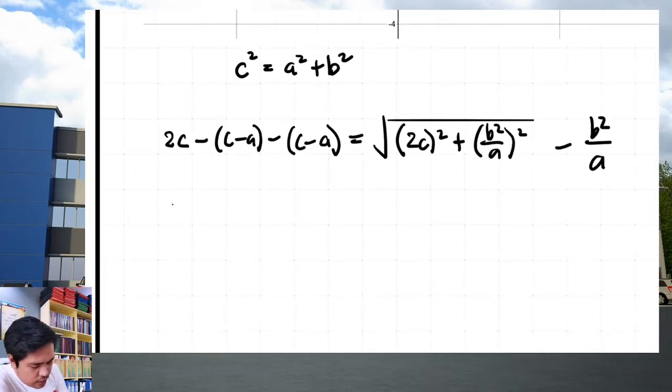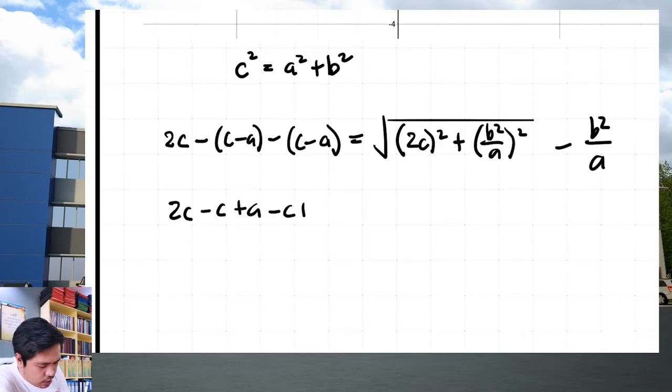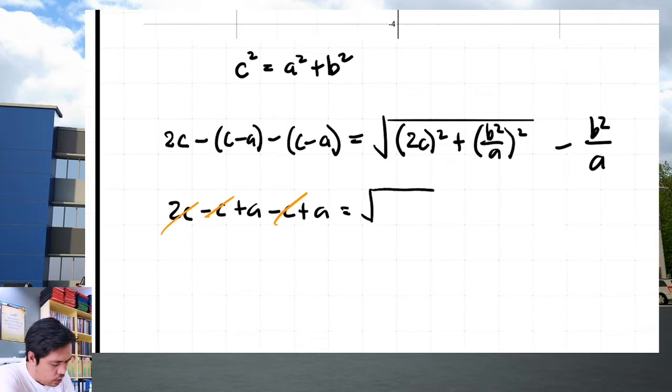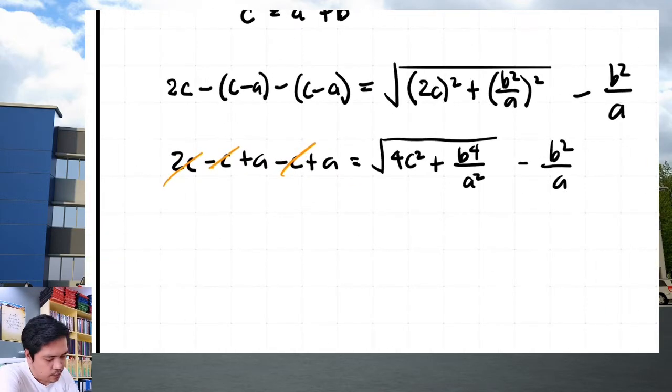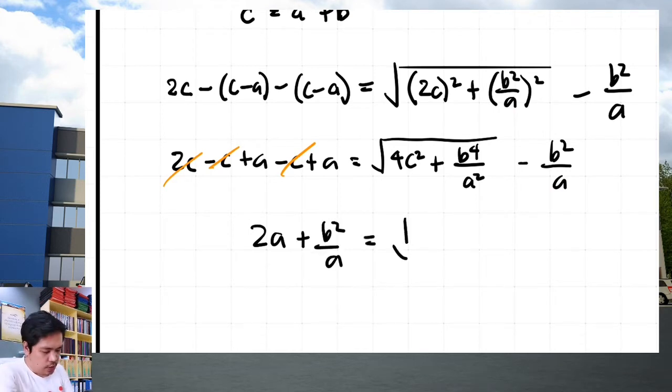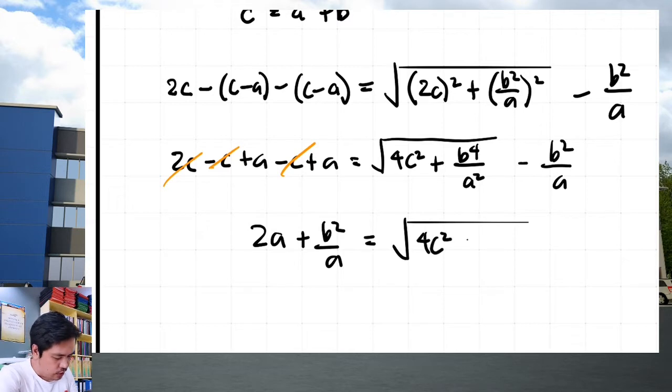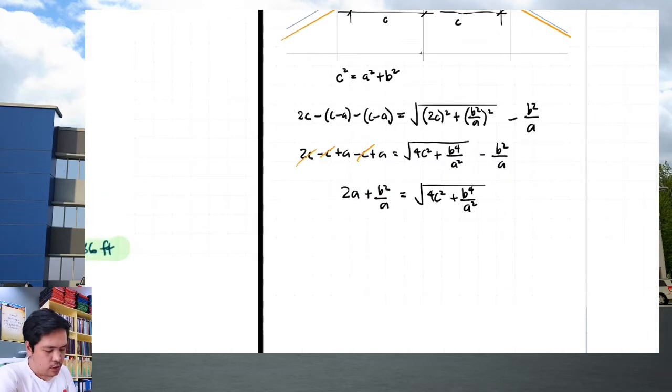If we simplify, that would be 2C minus C plus A minus C plus A, so we could just cancel out C. This becomes 4C squared plus B raised to 4 over A squared, minus B squared over A. So 2A is equal to, let us transfer this to the other side, plus B squared over A, equal to the square root of 4C squared plus B raised to 4 over A squared.